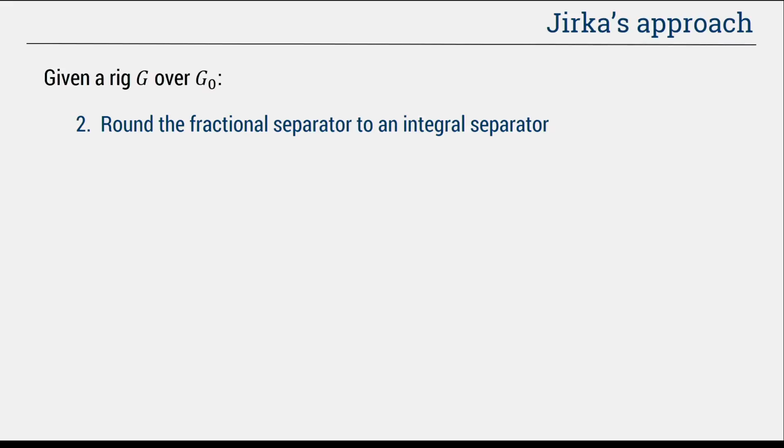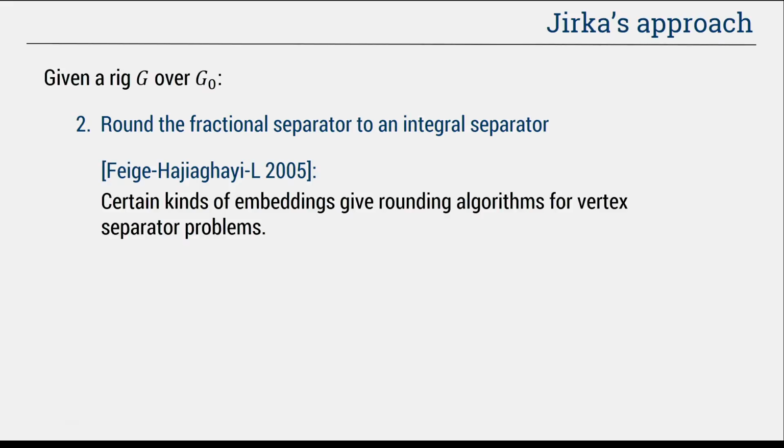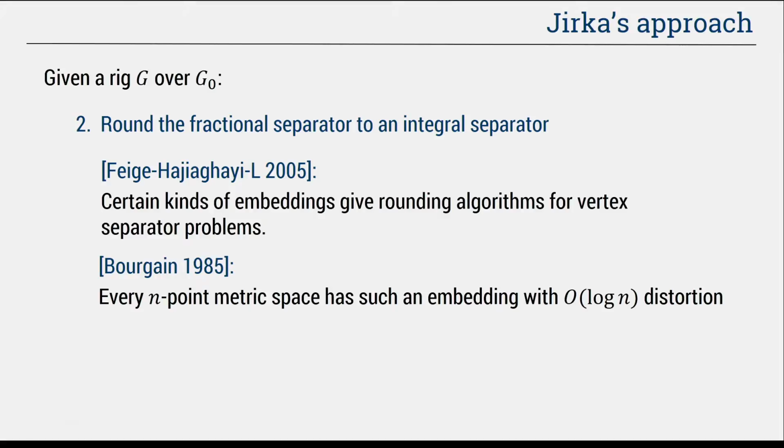Then there's the second step, to round to an integral separator. So you can do it using embeddings. And what Matoušek did was didn't use anything special about the structure for this step. Just used Bourgain's theorem that applies to any finite metric space. So now you can say, okay, you want to get rid of this log n. That's what gives you the extra log m factor, the rounding using this generic theorem.